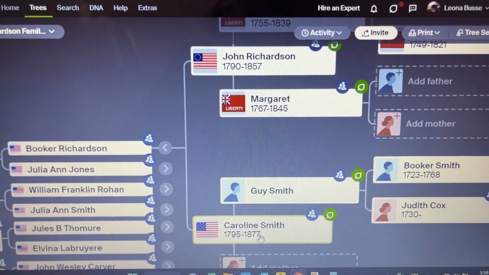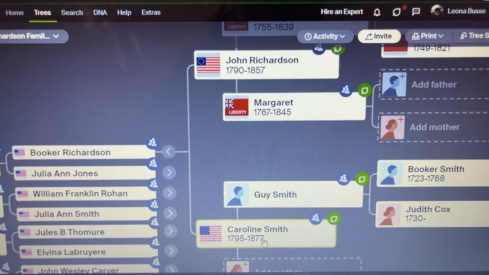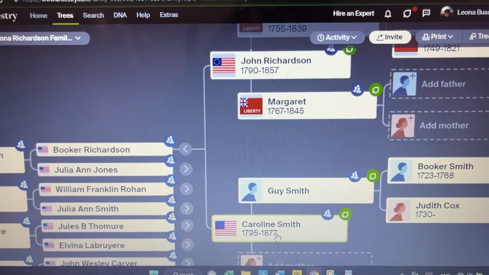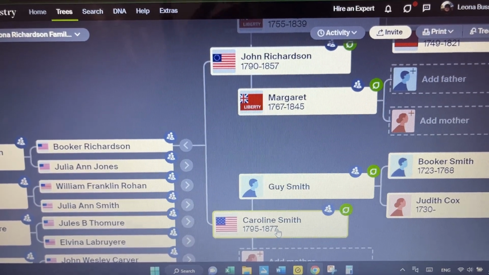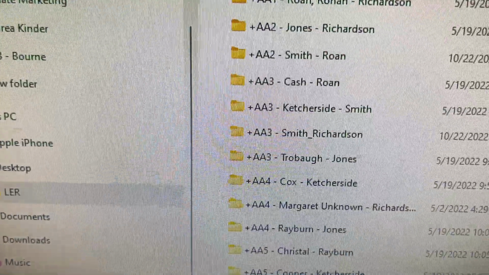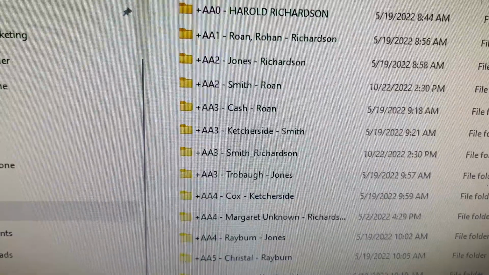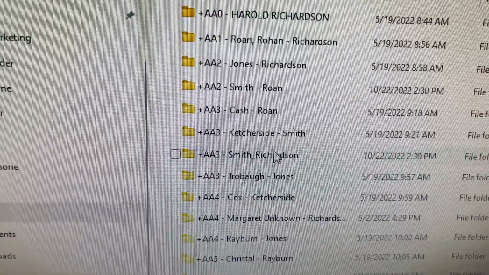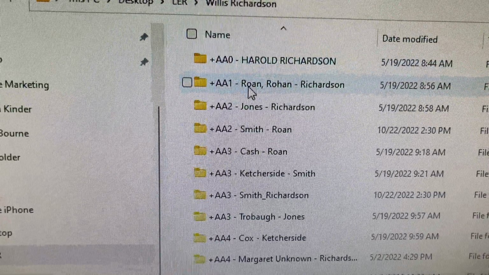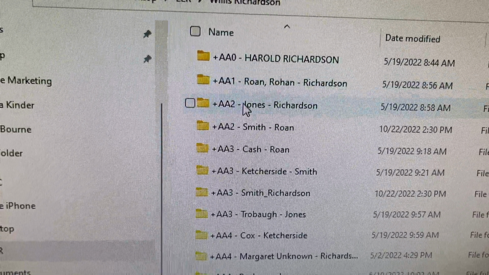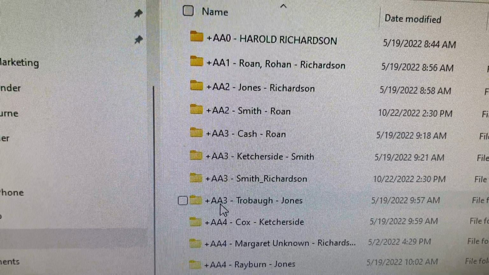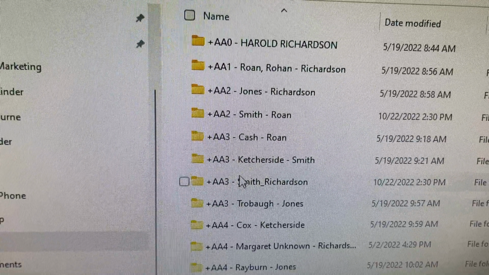So if we go over here, she would be generation AA2, right? She's married to John, the first Richardson who migrated to the county that I was born in. So in AA3, we see a Smith married to a Richardson. And if you notice, you have 1 generation 0, 1 generation 1, 2 generation 2s, you should have 4 generation 3s, and so on. They just double as they go on down.